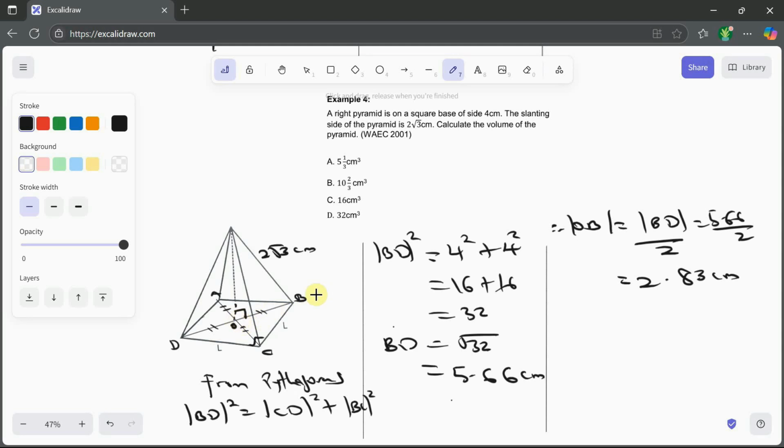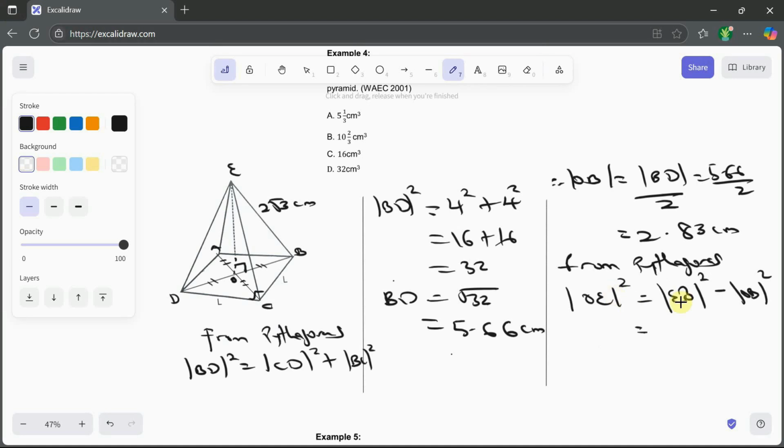Now that I know the OB, let me just call this E. I can now find the OE, right? So also from Pythagoras, the hypotenuse squared is equal to the opposite squared plus adjacent squared, but I'm trying to find the opposite squared, so I'll just say the opposite squared, which is OE all squared, is equal to the hypotenuse, which is EB all squared minus the adjacent, which is OB, so minus OB all squared. So what is EB? EB is 2 roots 3 all squared minus our OB, 2.83 all squared.